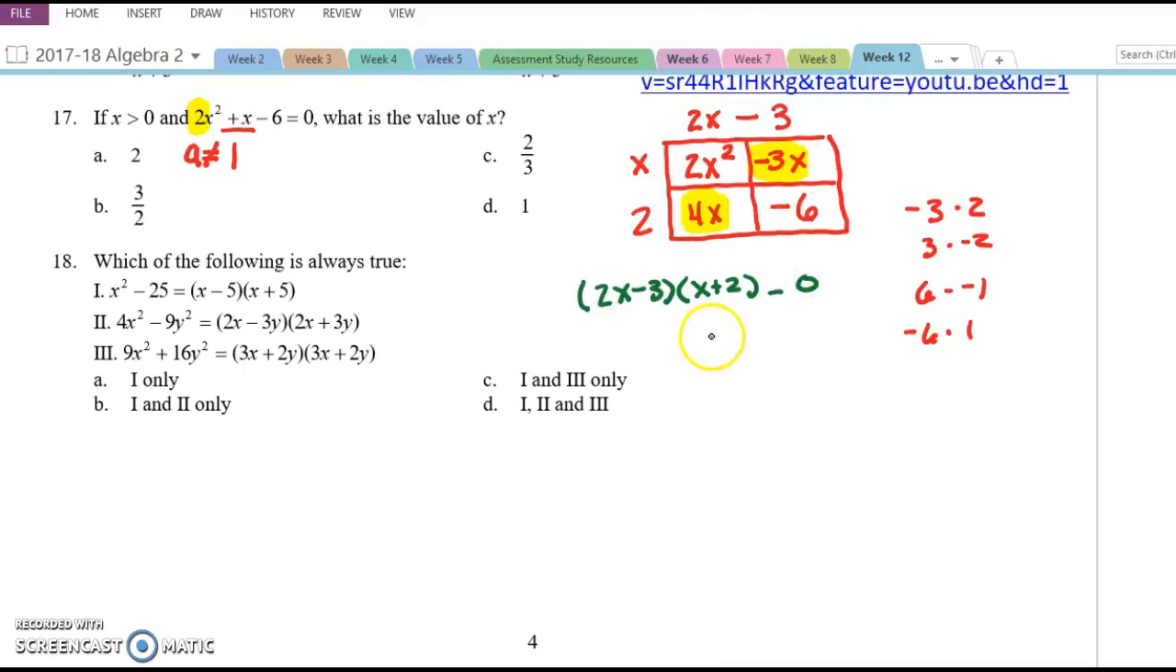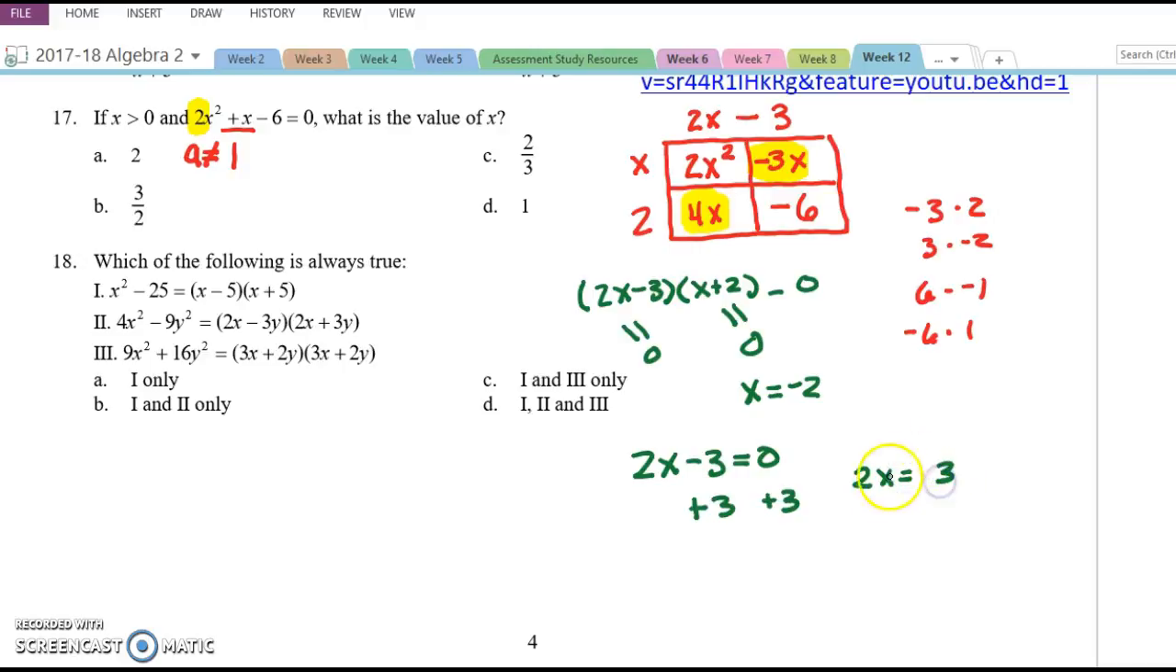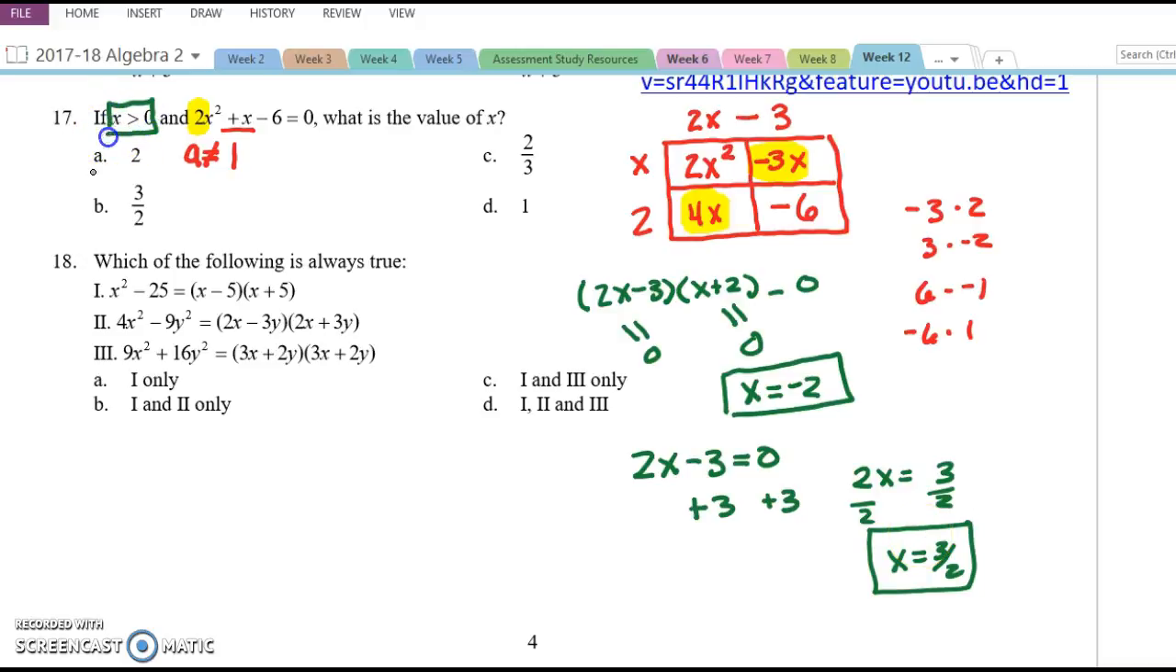Well, as I set each factor equal to 0, this factor is x equals -2, and this factor is a little harder, 2x minus 3 equals 0. Add 3 to both sides. 2x equals 3, divide by 2. X equals 3/2. So my zeros are -2 and 3/2. They wanted the one that was greater than 0. X is greater than 0, so 3/2 is the right one.